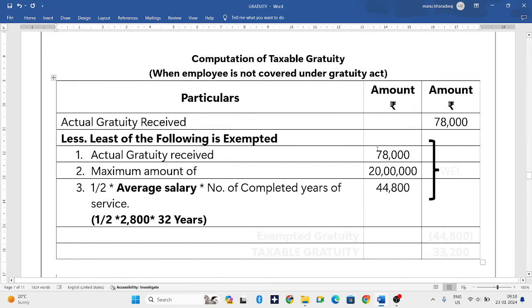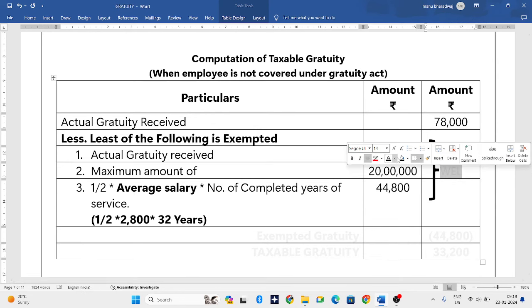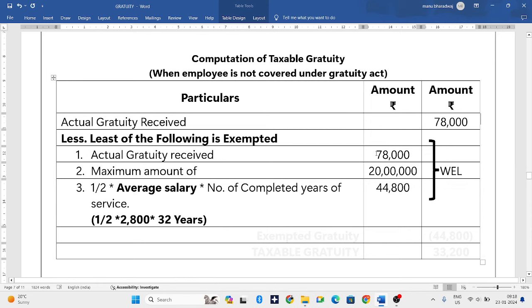44,800. Now from these three values, that is 78,000, 20 lakh and 44,800, whichever is lesser should be given as exemption. So among these three, the least is 44,800. That 44,800 will be shown as exempted gratuity.